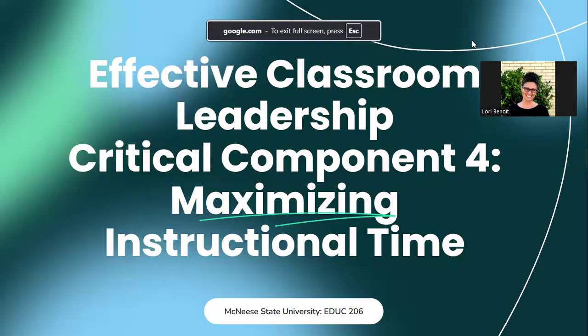This week, we're focusing on one of the most important yet often underestimated components of classroom leadership, making the most of instructional time, maximizing instructional time. Every minute matters. When time is used effectively, students are more engaged, behaviors improve, and learning outcomes rise.